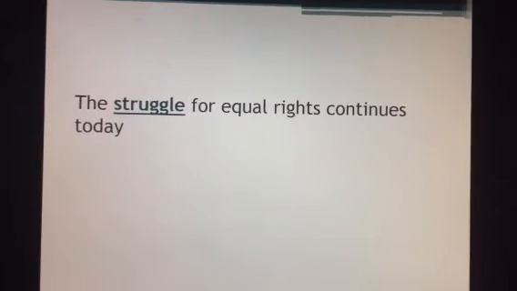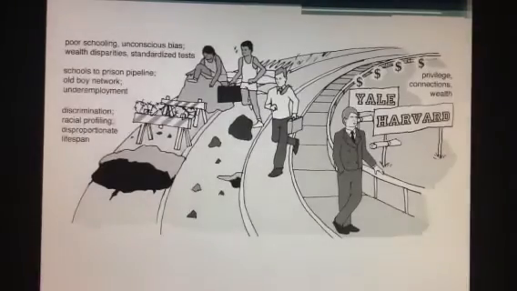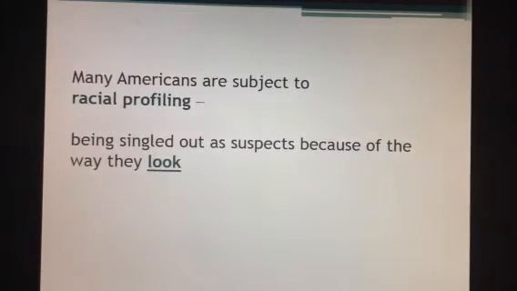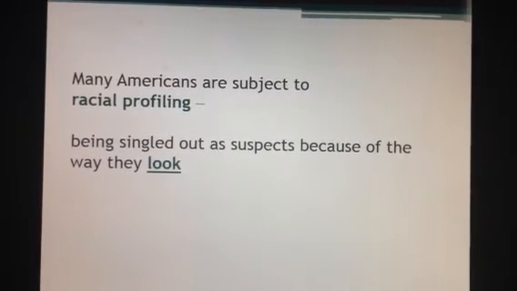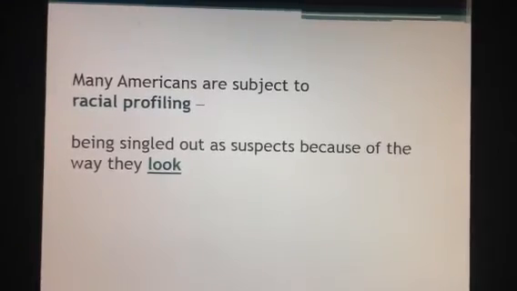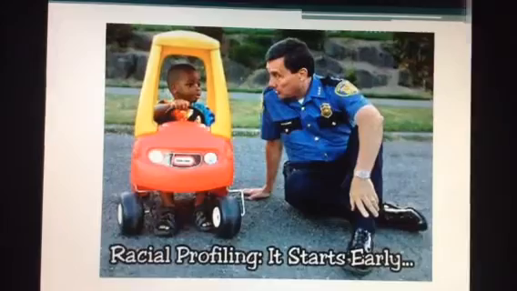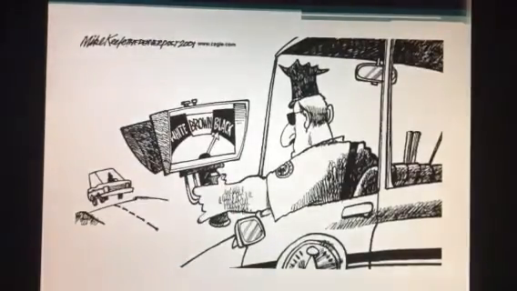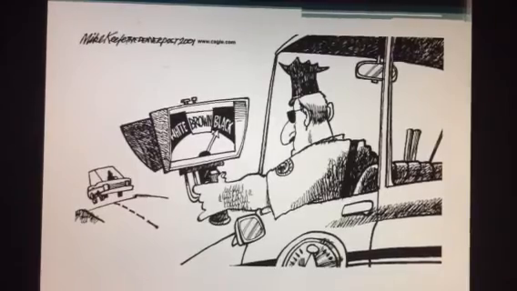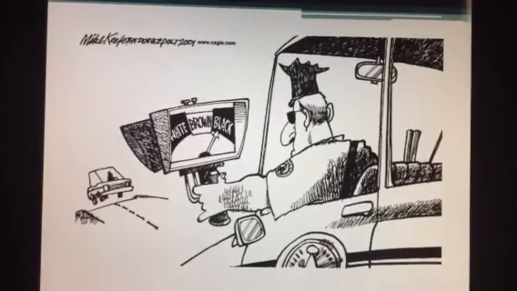The struggle for equal rights continues today. Many Americans are subject to racial profiling, being singled out as suspects on the basis of the way they look. Racial profiling starts early. White, brown, black.